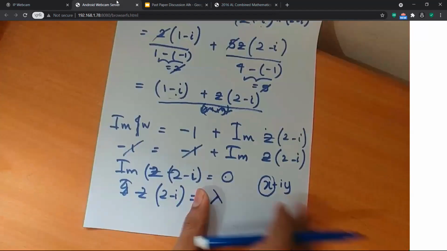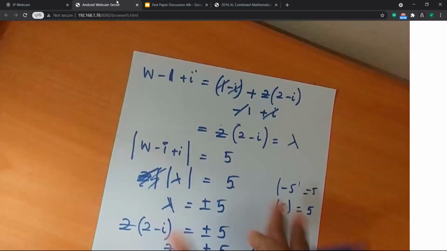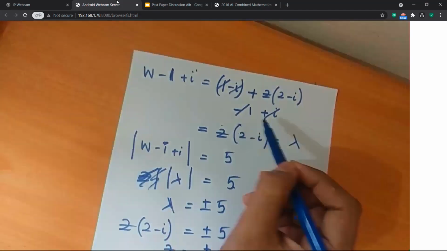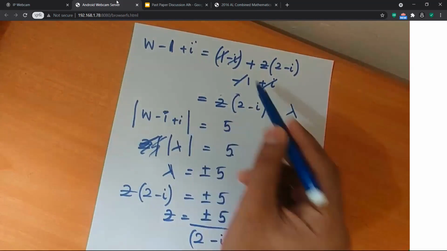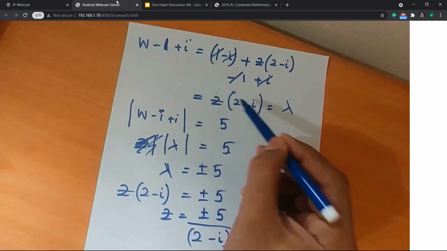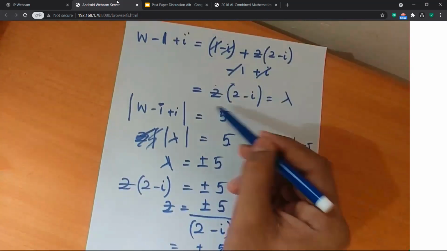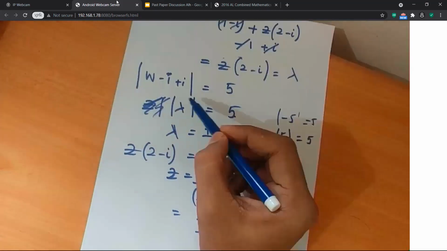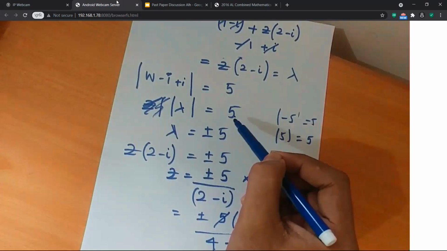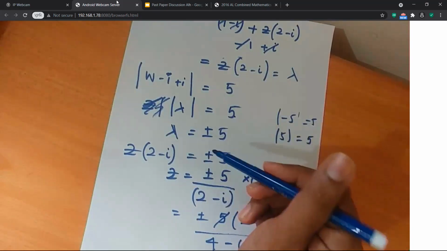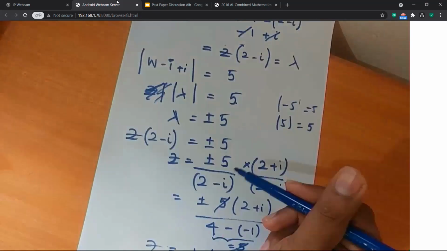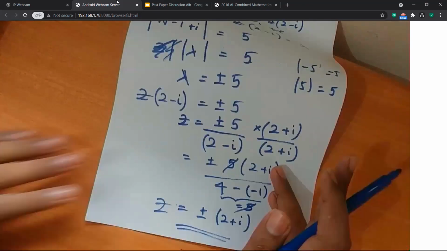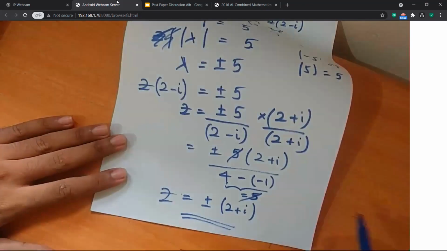In the next part, they gave us that the modulus of w minus i minus 1 is equal to 5. When you simplify it, you get the same thing here, the modulus value as 5. So the modulus of lambda is equal to 5. If you remove the modulus, lambda is equal to plus or minus 5. By substituting that and simplifying, we got that z is equal to plus or minus 2 plus i.